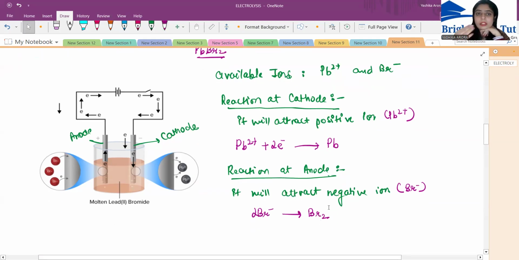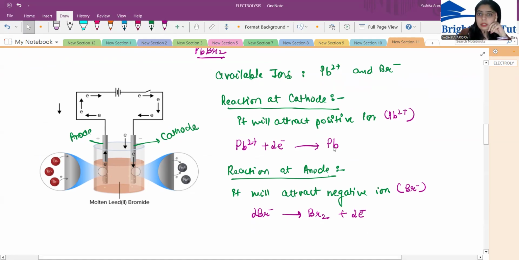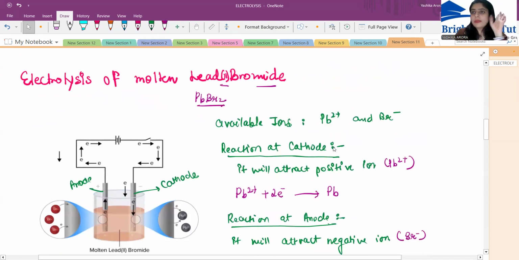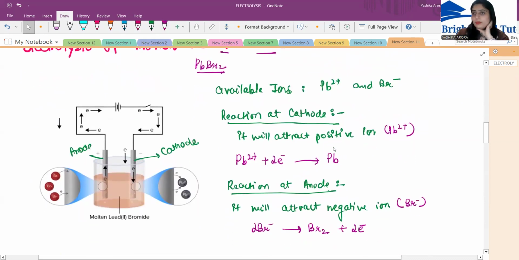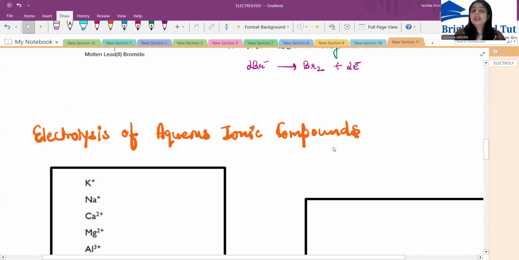But what does the reaction at the anode say? Oxidation. At the anode, oxidation takes place. Oxidation is the loss of electrons, so I'll be putting 2 electrons here. That is the electrolysis part for the molten compounds. Hope it works for you. Okay, that was the electrolysis of molten lead bromide. Now let's move to the electrolysis of aqueous ionic compounds.